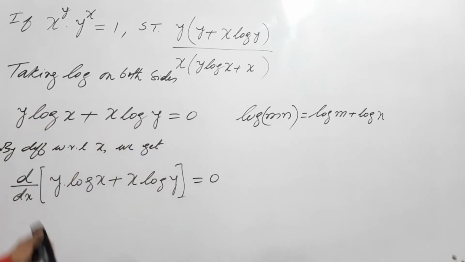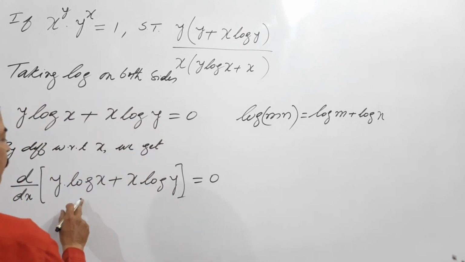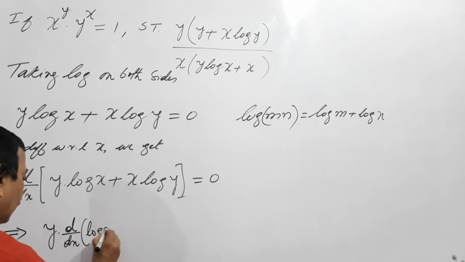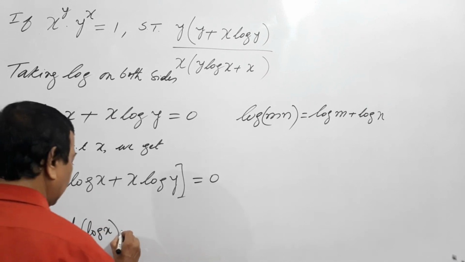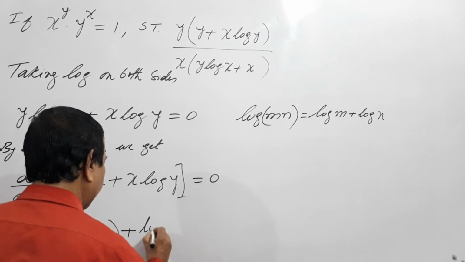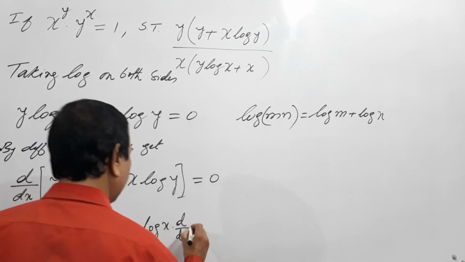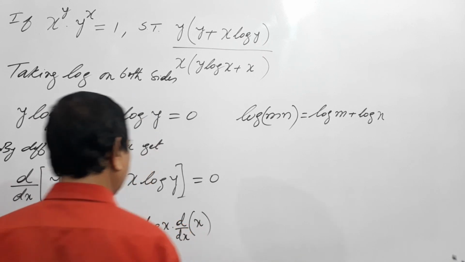Equals to 0. Now let's differentiate. Here also you have to use product rule, here also you have to use product rule. So this becomes what? y into, first part I'll take, that is y into d by dx of log x plus, I'll keep log x as it is into d by dx of x.